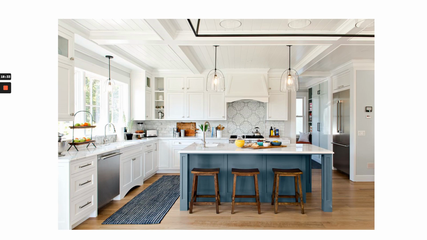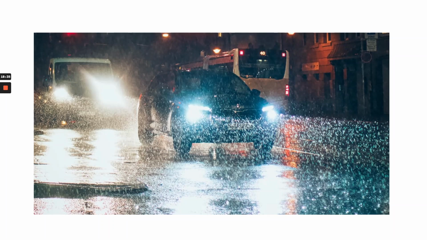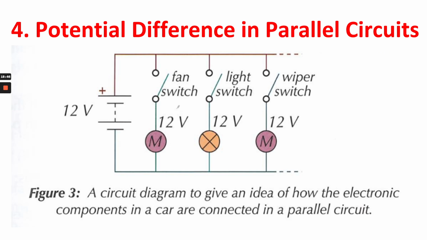Parallel circuits are all over your home. So here's a car. Now this car wants its lights on. It will want the window wipers on, but it mightn't want the heating on because it's a bit hot inside. This circuit will allow it to do it.